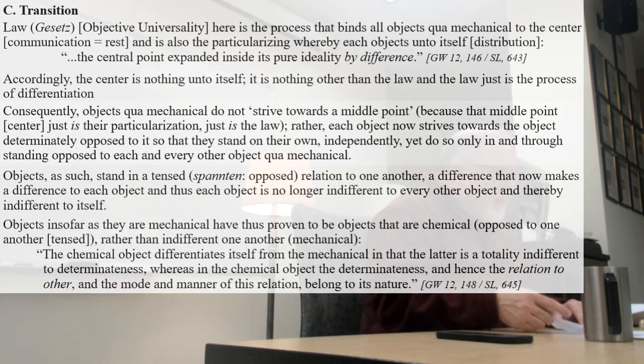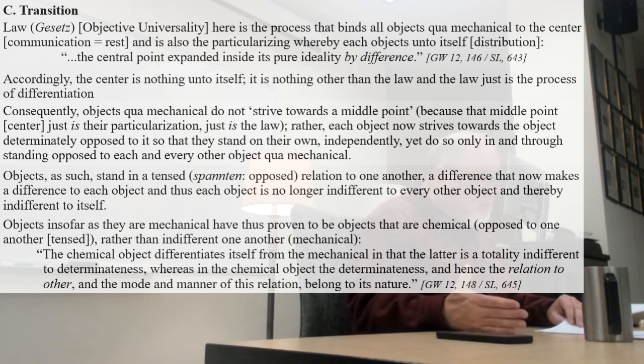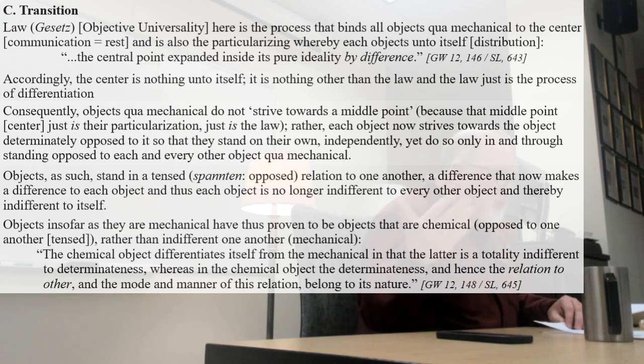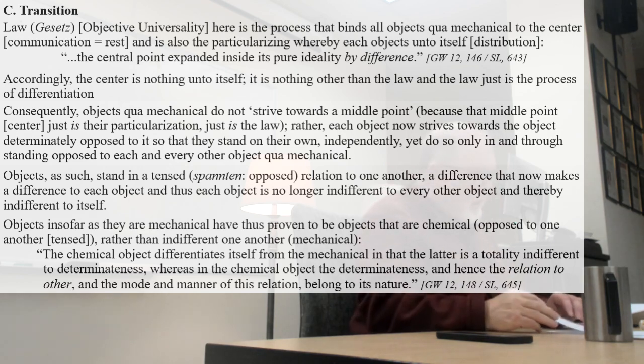He says objects as such stand in a tensed, opposed relation to one another, a difference that now makes a difference to each object, and thus each object is no longer indifferent to every other object, and thereby indifferent to itself. Objects, as far as they are mechanical, have thus proven to be objects that are chemical, opposed to one another. So here's that distinction he wants to draw. Rather than indifferent to one another, that is mechanical, and here's this line again, it's the same one I quoted at the beginning. The chemical object differentiates itself from the mechanical, in that the latter, the mechanical, is a totality indifferent to determinateness, whereas in the chemical object, the determinateness, and hence the relation to other, and the mode and manner of this relation belong to its nature.